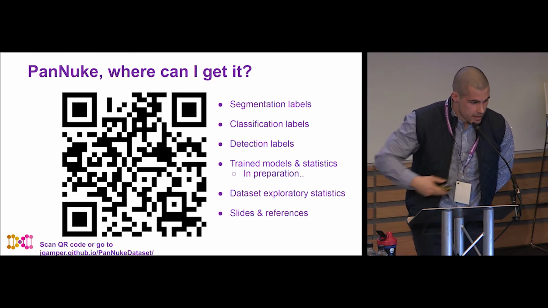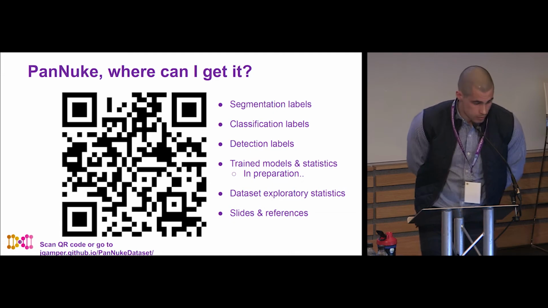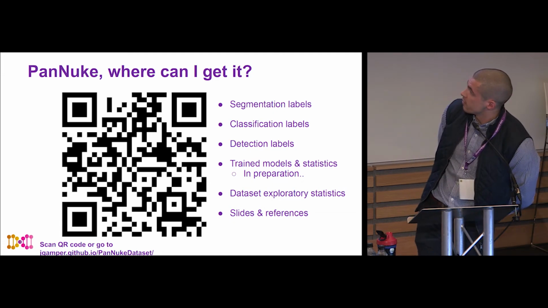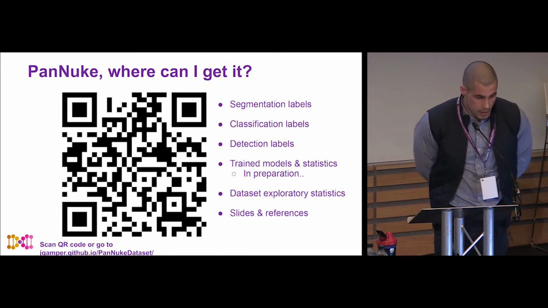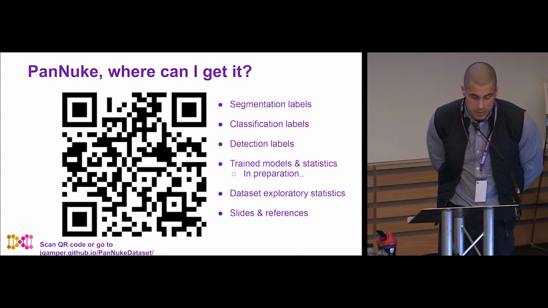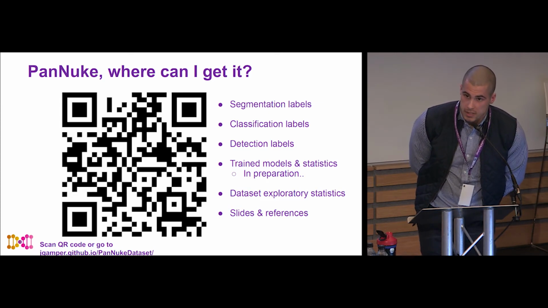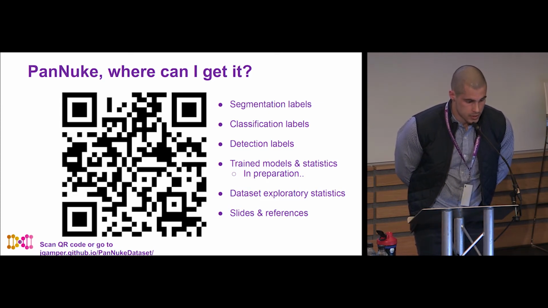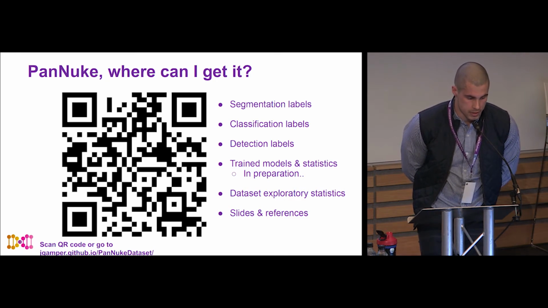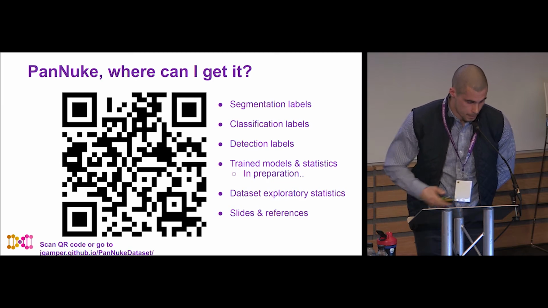Okay, so the imaging doesn't work again. So where could you get this data set? You could either scan this QR code, or you could get it from the link which is visible right there. And we are releasing, as part of this data set, segmentation models, classification labels, detection labels, and also trained models, as well as the statistics about the model performance, which is in preparation, and also data exploratory statistics. And also these slides and references can be found on the link as well.